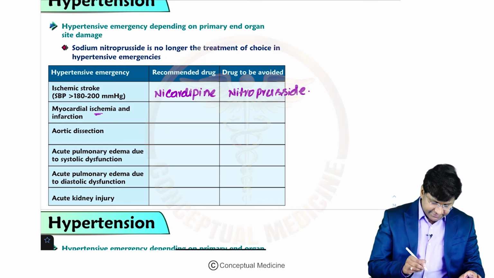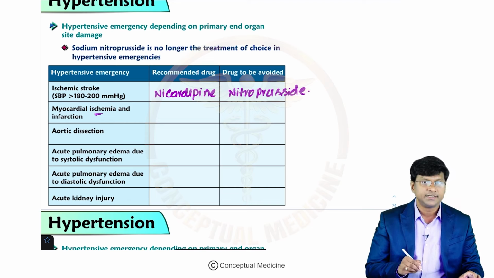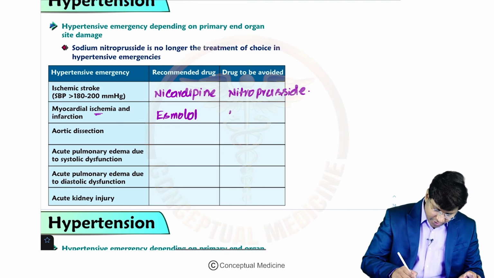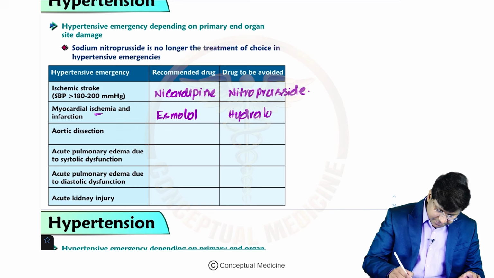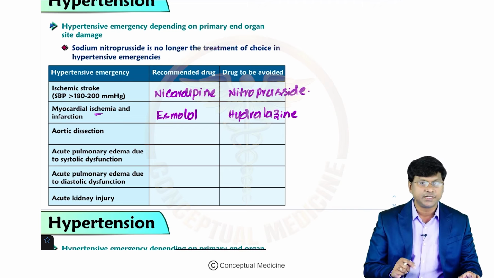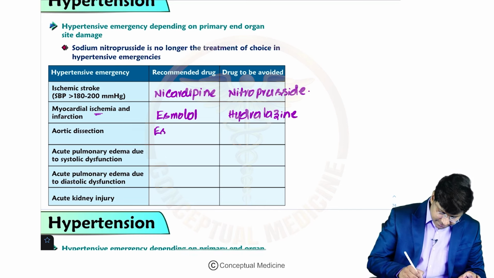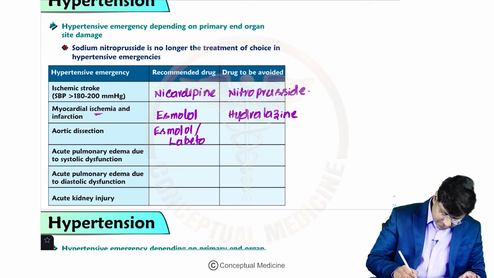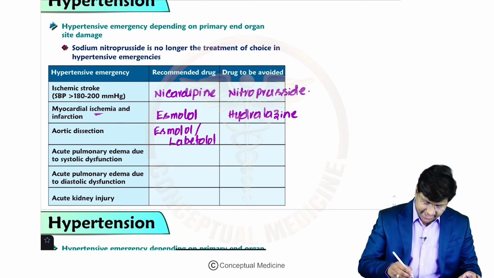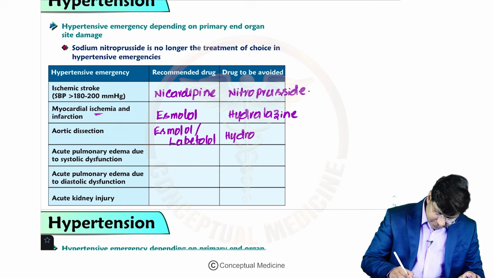And if the individual has developed myocardial ischemia or myocardial infarction, then the recommended drug for this hypertensive emergency will be a short-acting beta blocker, that will be esmolol, and the drug that should be avoided is hydralazine. Next, in case of aortic dissection, the drug recommended is esmolol or labetalol, and the drug that has to be avoided is hydralazine.